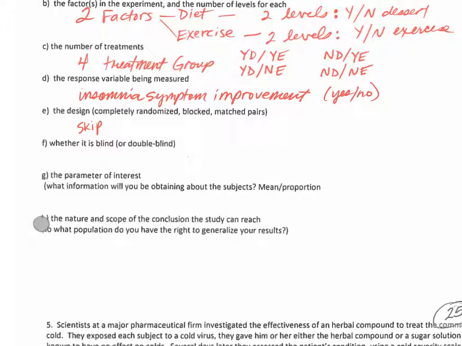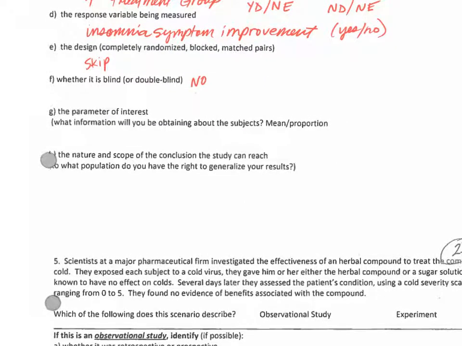And what about being blinded? No, I'm pretty sure they know if they are eating dessert or exercising. Okay, so our parameter of interest, then what will we conclude about the whole population? Good. The proportion of the insomniacs that we are allowed to generalize to, insomniacs, who, what? Have their symptoms improved. Yeah, improved symptoms.